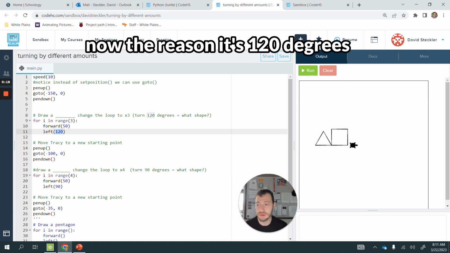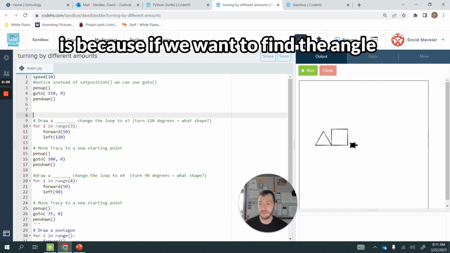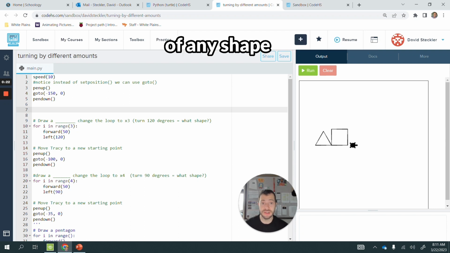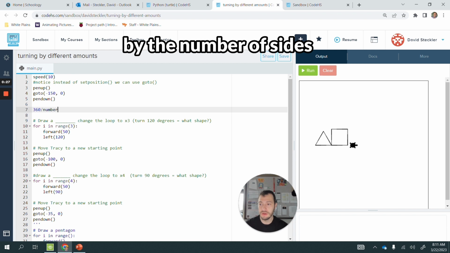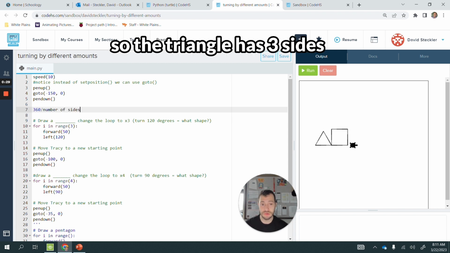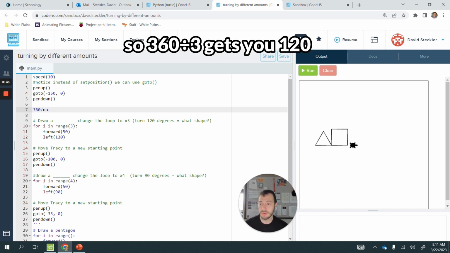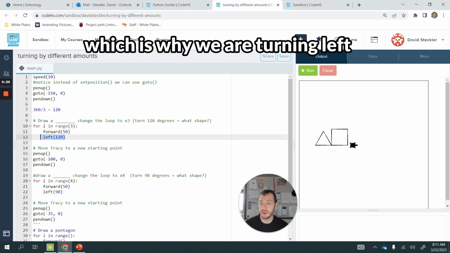Now, the reason it's 120 degrees is because if we want to find the angle of any shape, we simply need to divide 360 by the number of sides. So a triangle has 3 sides, so 360 divided by 3 gets you 120, which is why we are turning left 120 degrees.